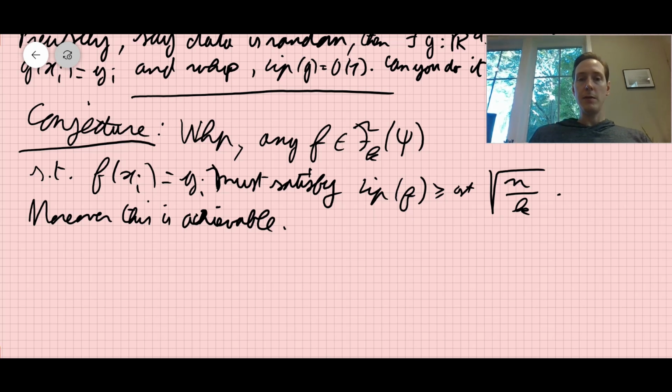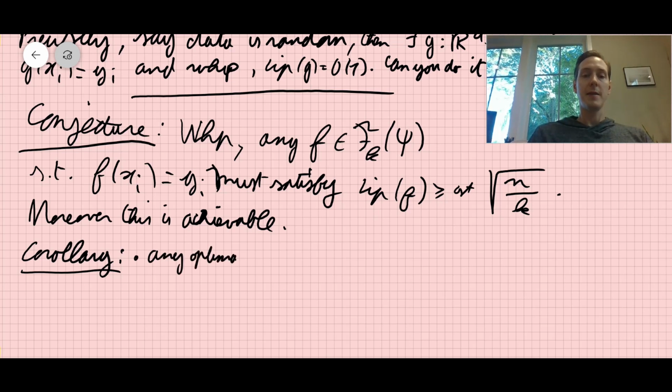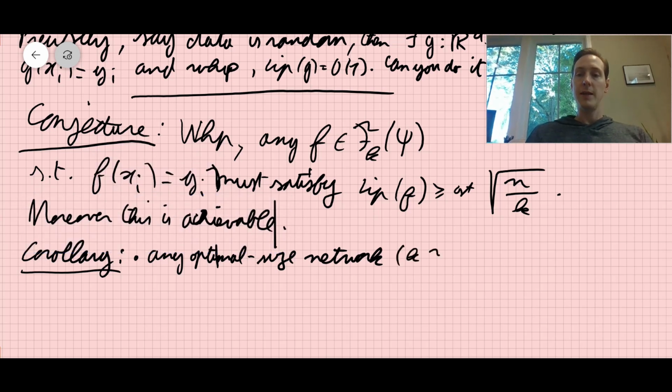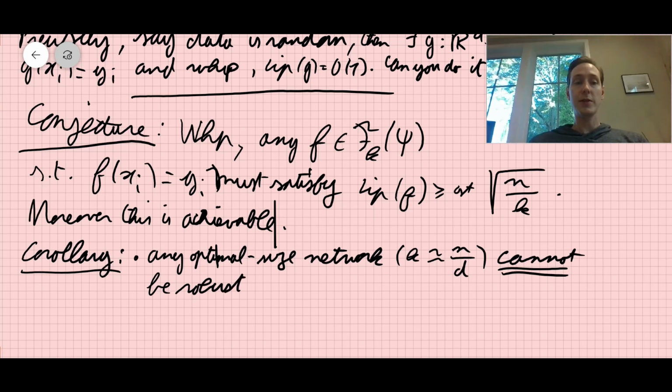So let me just spell out what the conjecture means in two extreme cases. Here is a corollary. Any optimal size network, remember what an optimal size network is, meaning k is of order n over d, cannot be robust. Small neural networks just cannot be robust.